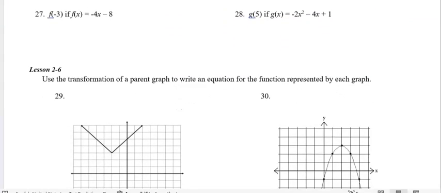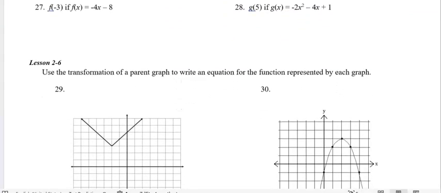27 and 28 are evaluating functions for certain inputs. So if we input negative 3 in this function, we have to tell what would come out, what's the output. So negative 4 times negative 3 is 12 minus 8. So the answer for f of negative 3 is positive 4.